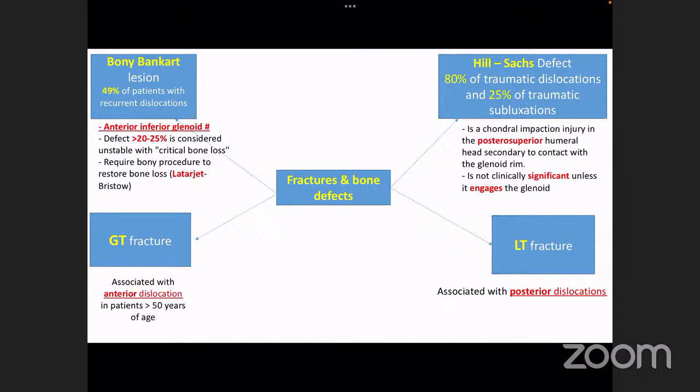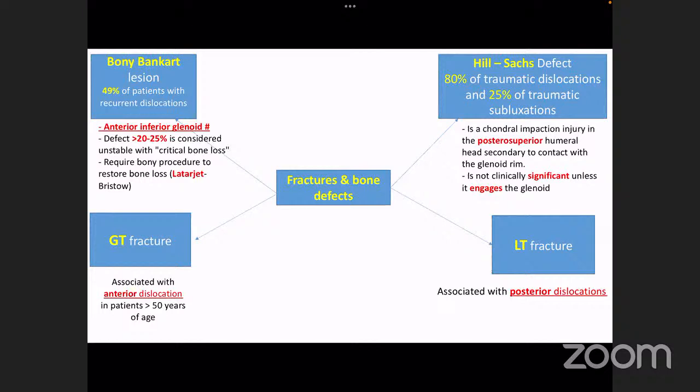From 20 to 40%, you have to treat it either with remplissage if you are doing arthroscopic management, or with allograft using humeral heads. Okay. But if you go for more than 40% of the volume of the humeral head in the Hill-Sachs defect, you have to go for hemiarthroplasty because the possibility of failure of your surgery will be high.